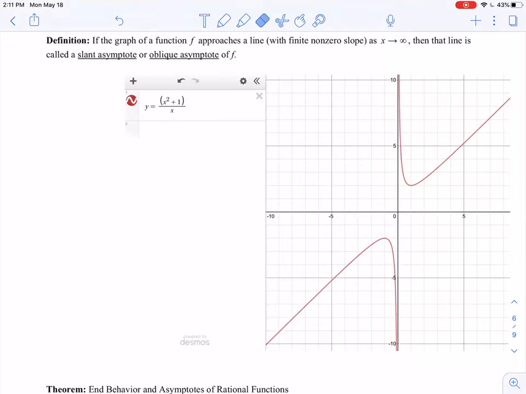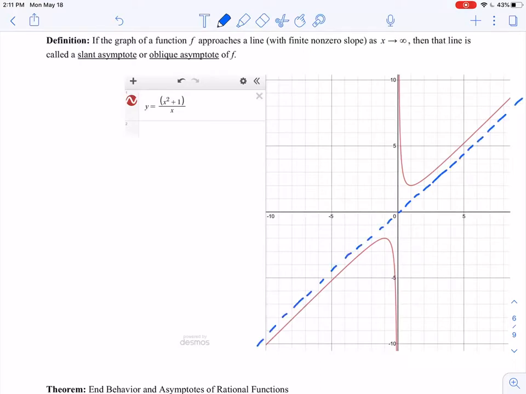It says if the graph of f approaches a line with a finite non-zero slope as x approaches positive infinity, then that is called a slant asymptote or an oblique asymptote. So here I have an example of one. This is actually just approaching the line y equals x right here, so you can kind of see that.